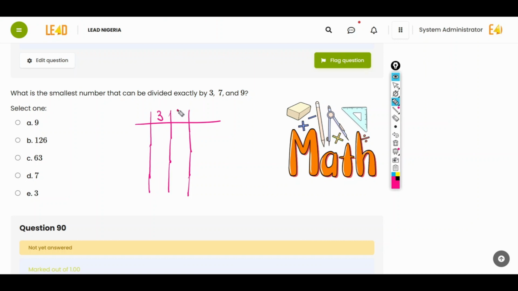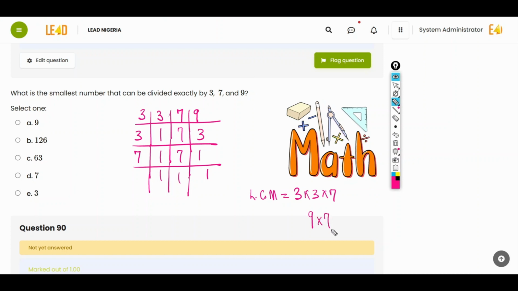So 3, 7, and 9. All right, so we can work with 3. That gives me 1, 7, 3. We can work with 3 again, 1, 7, 1. And we can work with 7, we get 1, 1, 1. So the LCM is 3 times 3 times 7, which is 9 times 7, which is 63. 63, that's option C.